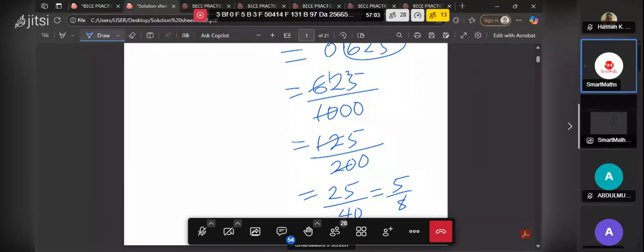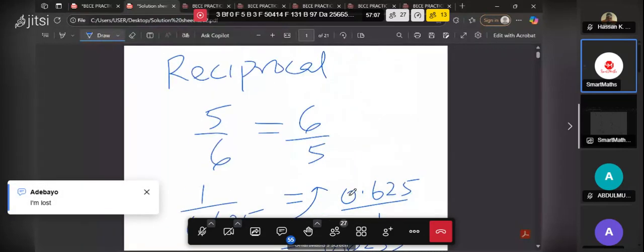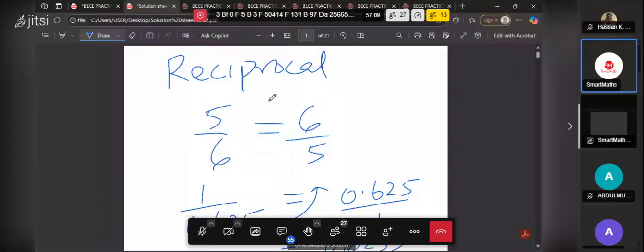I love explanation. Reciprocal, I repeat again. Reciprocal means inverse of something. So if you have 5 over 6, you want to get its reciprocal. It means you are going to switch the numerator and denominator. So denominator will become numerator, while numerator will become what? Denominator. That's what we have.